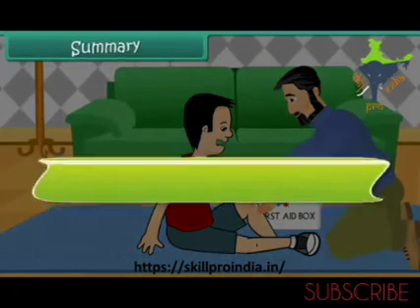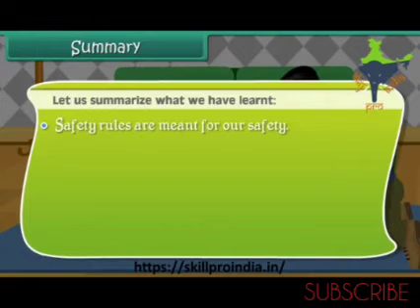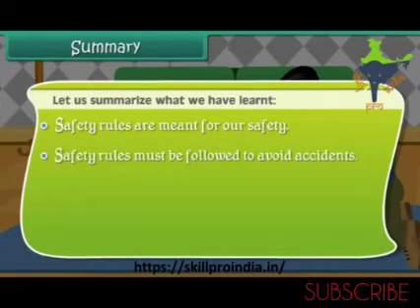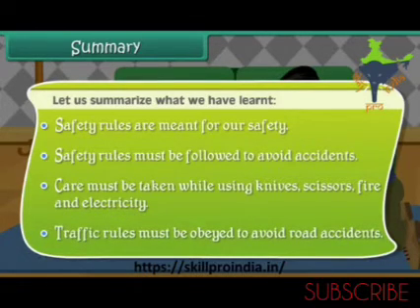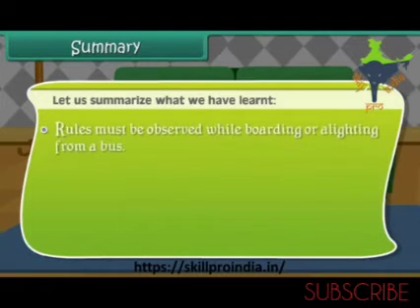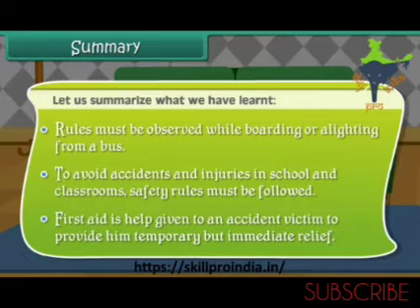Summary. Let us summarize what we have learned. Safety rules are meant for our safety. Safety rules must be followed to avoid accidents. Care must be taken while using knives, scissors, fire, and electricity. Traffic rules must be obeyed to avoid road accidents. Rules must be observed while boarding or alighting from a bus. To avoid accidents and injuries in school and classrooms, safety rules must be followed. First aid is help given to an accident victim to provide him temporary but immediate relief.